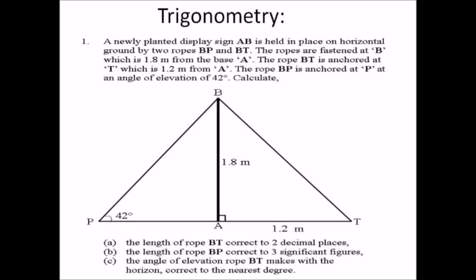A, the length of rope BP corrected to 2 decimal places. B, the length of rope BT first, and then BP corrected to 3 significant figures. And then C, the angle of elevation rope BT makes with the horizon correct to the nearest degree. Go ahead, guys. A lot to do.